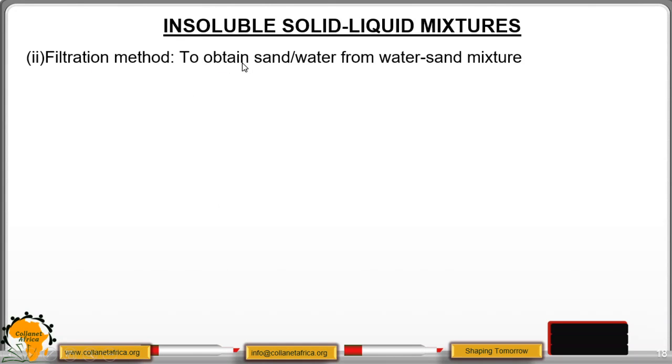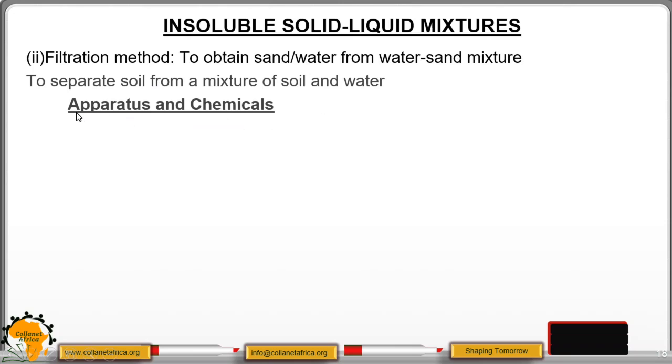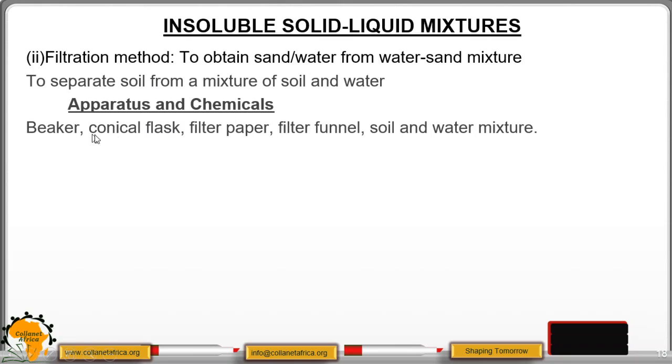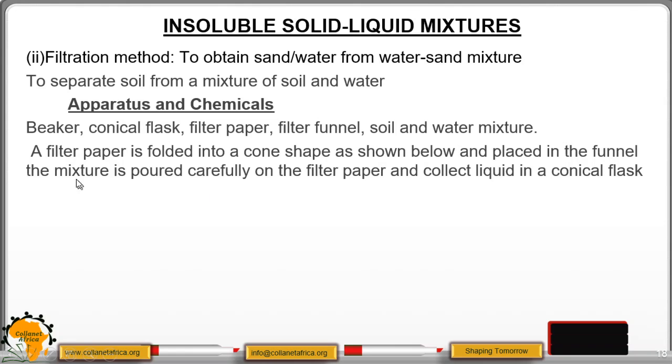Filtration method to obtain water from a water-sand mixture. To separate soil from a mixture of soil and water, we have apparatus and chemicals: beaker, conical flask, filter paper, filter funnel, soil and water mixture. A filter paper is folded into a cone shape as shown below and placed in the funnel. The mixture is poured carefully onto the filter paper and the liquid is collected in a conical flask.